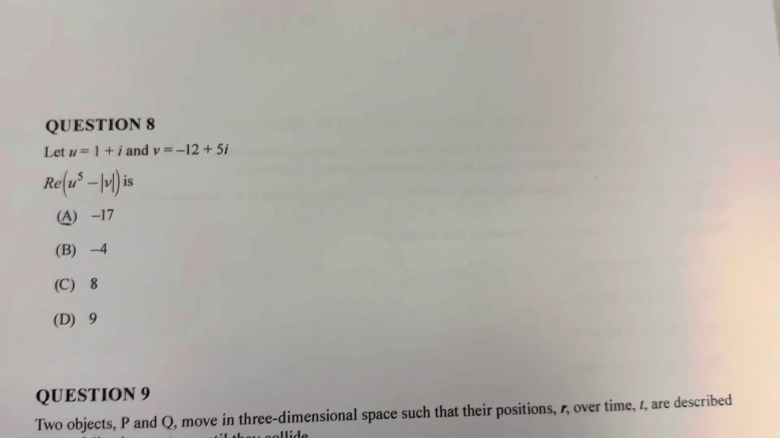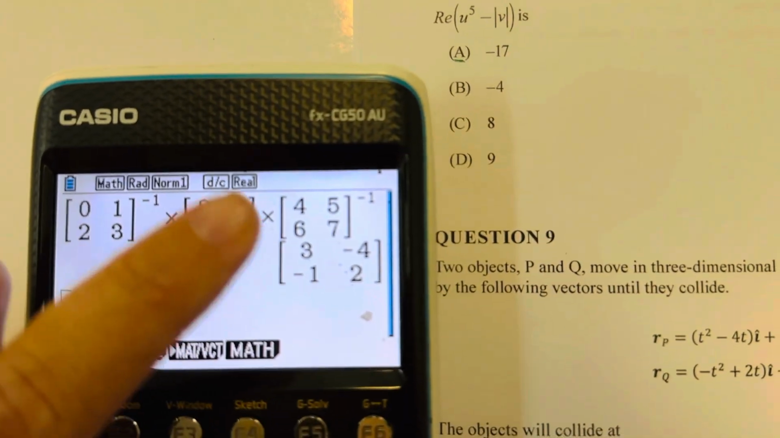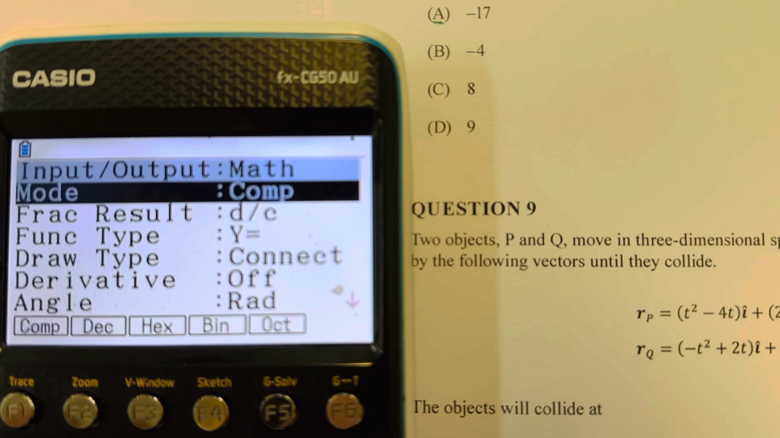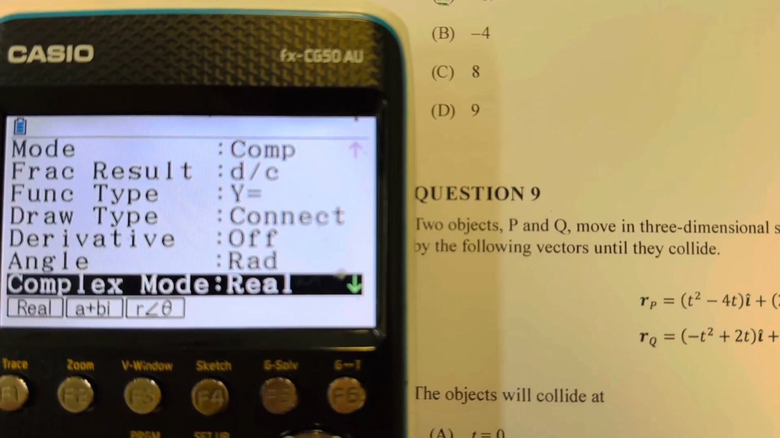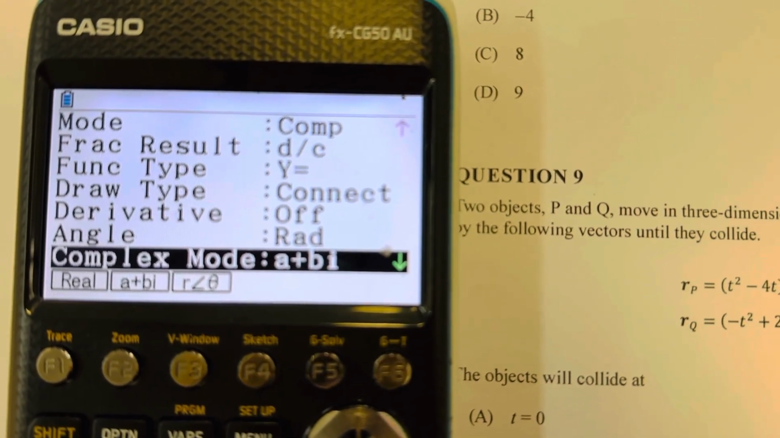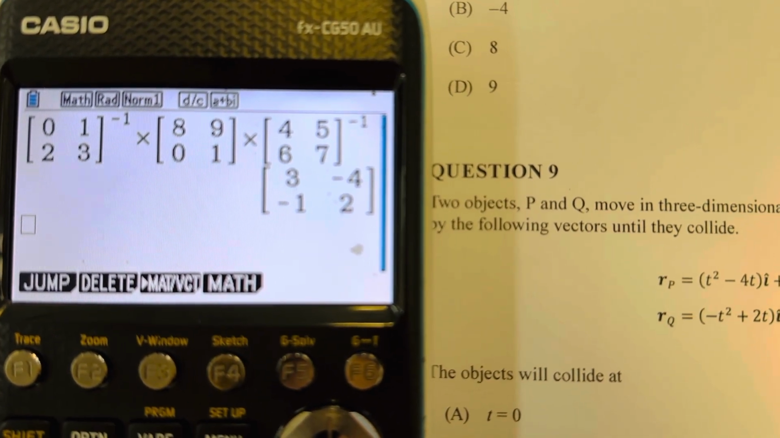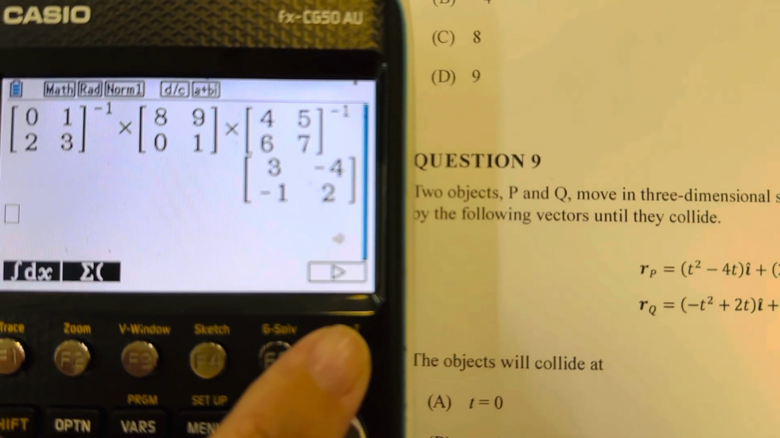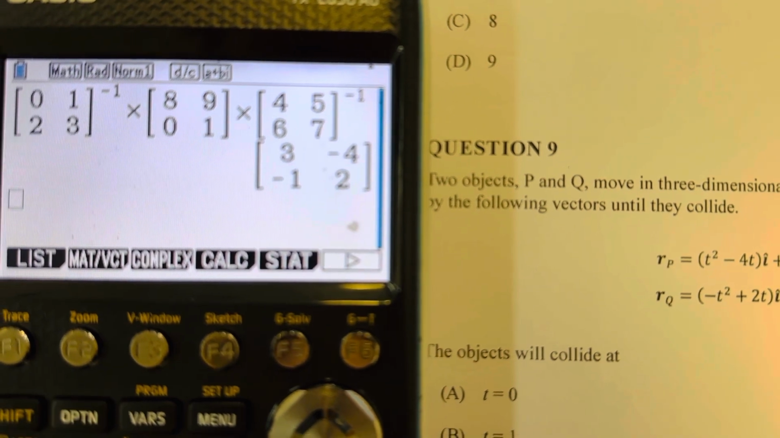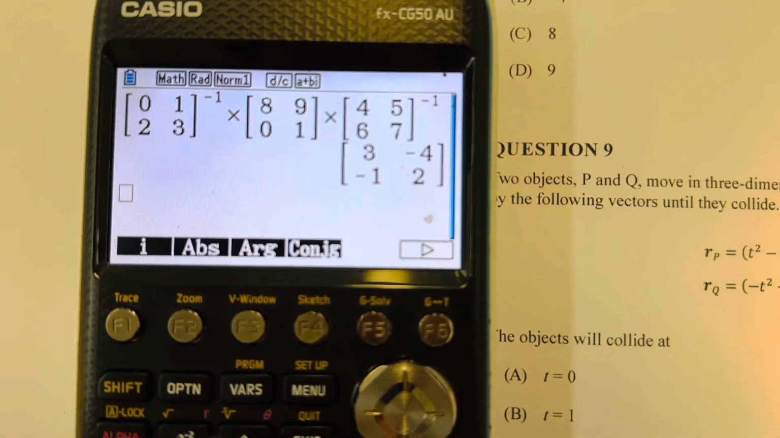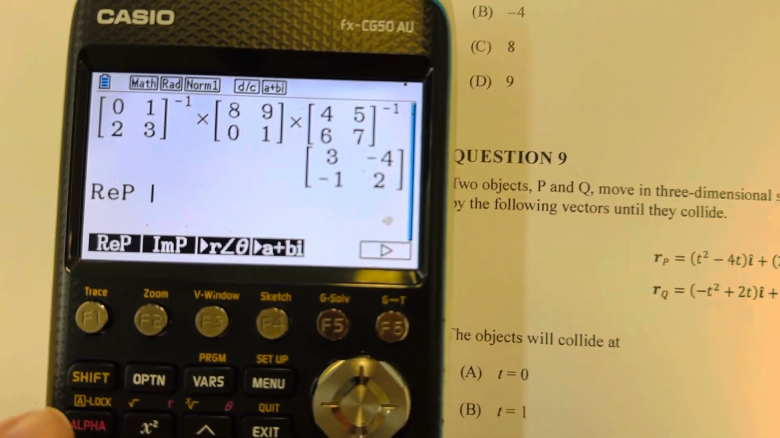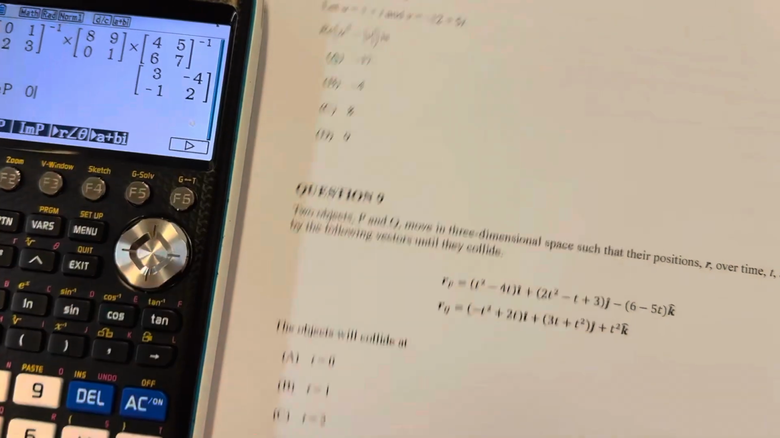So now we're on to question 8, which is a complex numbers question. We can do this on our calculator. So I'm going to go back to run mat mode. Now notice I'm in real mode, so I need to change my setup. I need to go down to put myself in complex mode. Going to complex, and I want the real part.